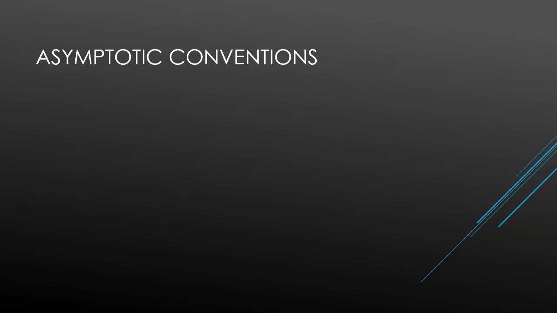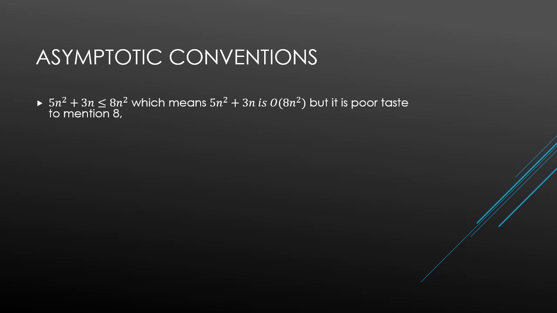Asymptotic conventions. 5n squared plus 3n is less than or equal to 8n squared, which means 5n squared plus 3n is O(8n squared). But it is poor taste to mention 8. So 5n squared plus 3n is O(n squared).